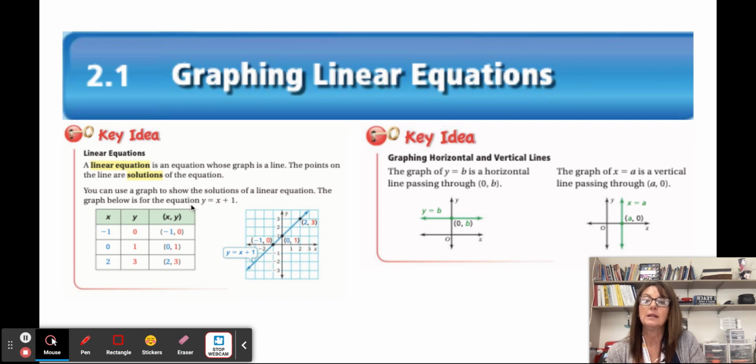One way that we find or calculate solutions is to use a table. We call it an XY table, and these become the ordered pairs. The input values are the x, the output values are the y.